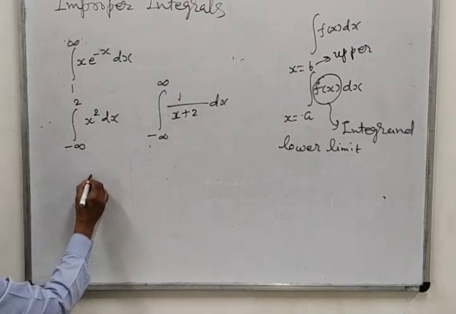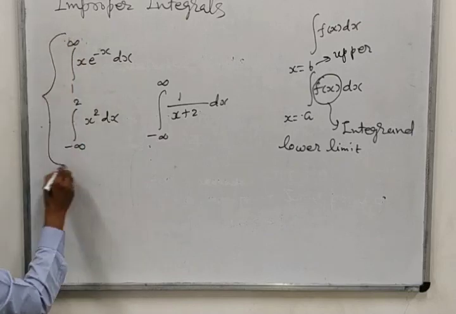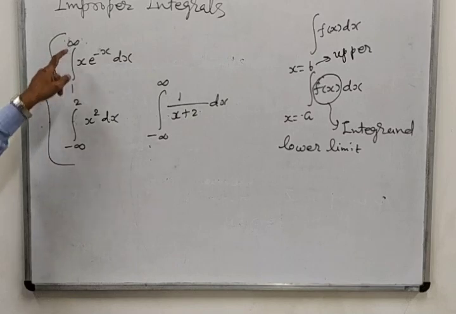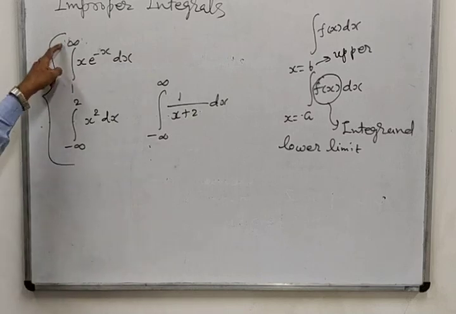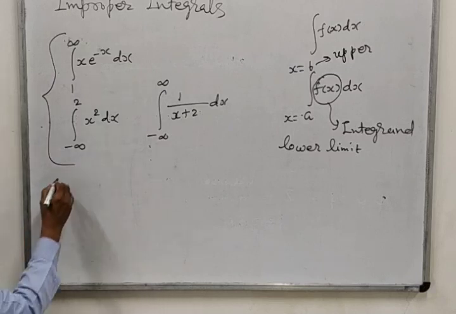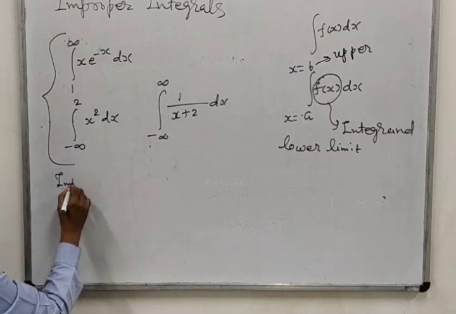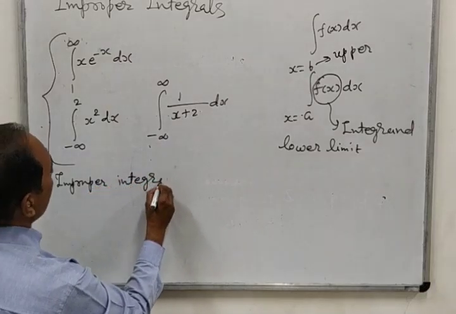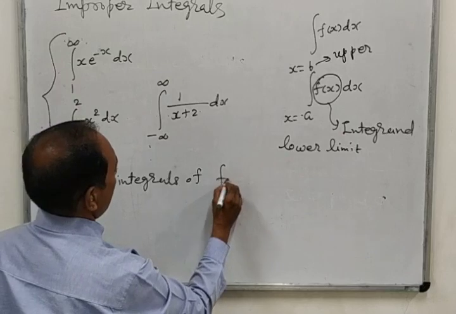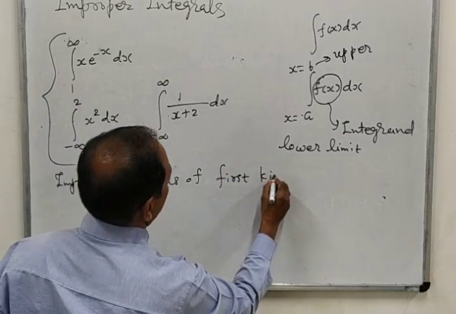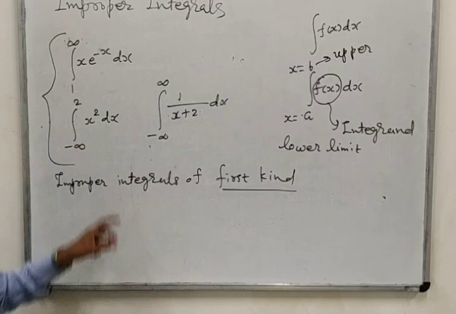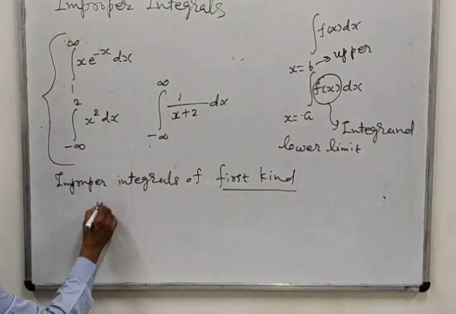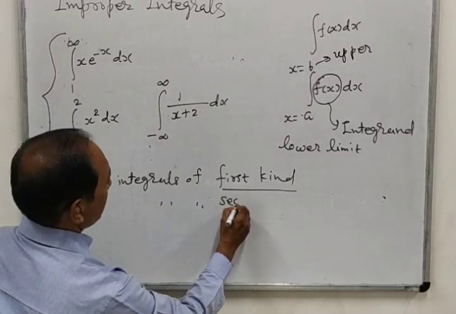Then here one thing you got is that those integrals whose lower limit or upper limit or both are infinite are known as improper integrals of the first kind. Okay, you must note that. So all these integrals are of the first kind. Now let us see improper integrals of the second kind.